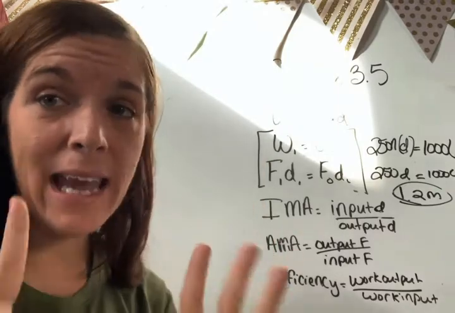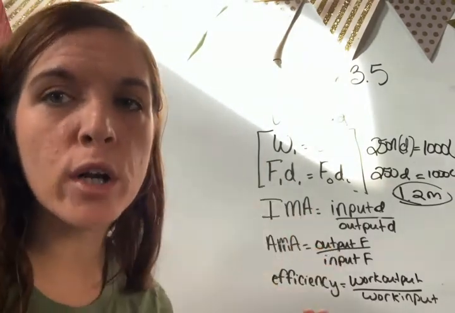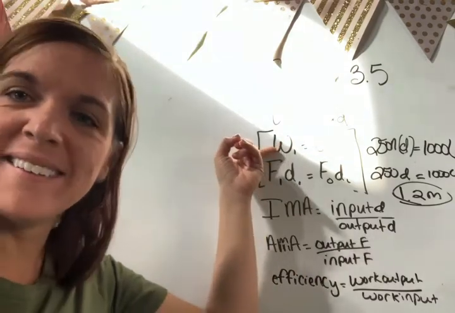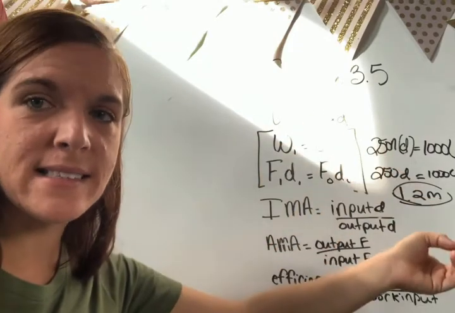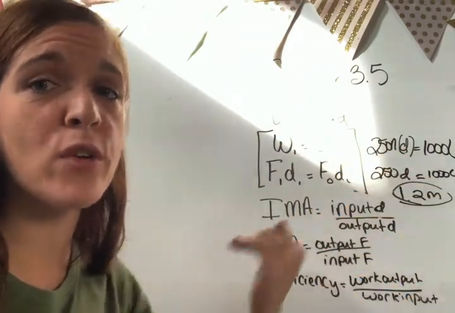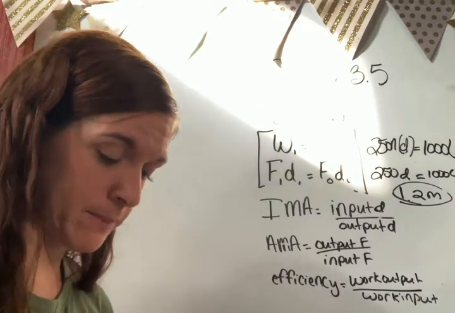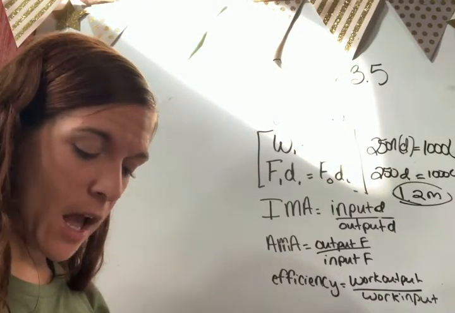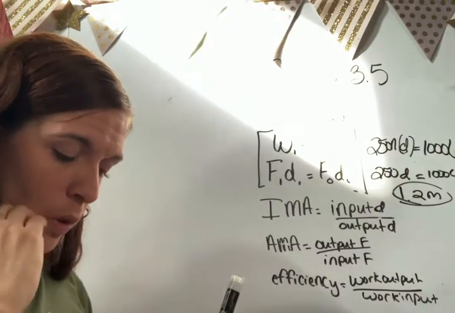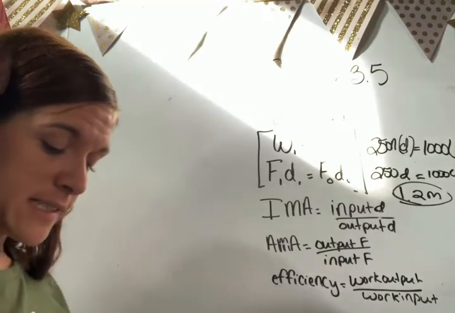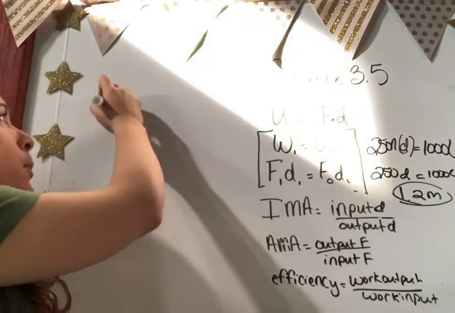Listen carefully, because in order for you to find efficiency, you first have to find work. So remember your equation that's disappearing. Work equals force times distance, right? You first have to find that before you can find work output divided by work input. So let's look at example 3.13. Calculate the efficiency of the simple machine from example 3.12. So we want to do the efficiency of this one. Work output divided by work input. Let's first find the work output.